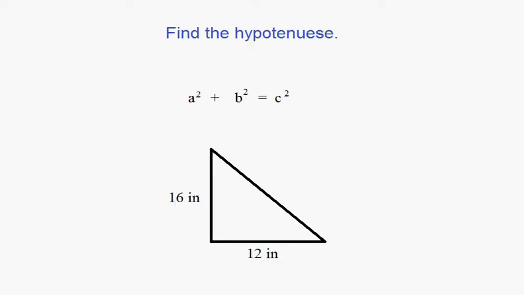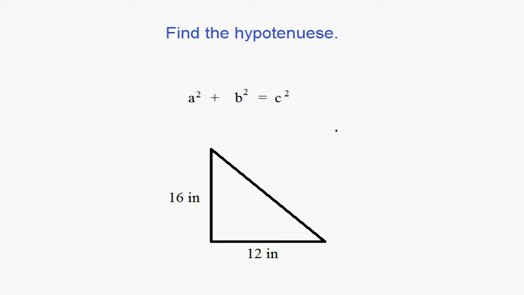In this example, we're being told to find the length of the hypotenuse. To find the length of the hypotenuse, we're going to use the formula a squared plus b squared equals c squared. Let's take the information from the triangle and plug it into our formula.